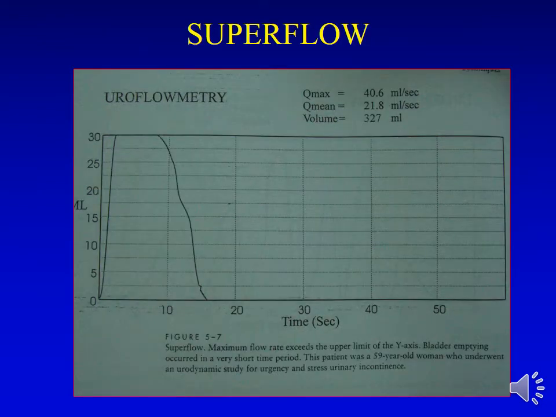This is a super flow, a very, very fast flow. All of a sudden, it even goes above the tracing itself. This is usually seen in patients who had a bladder outlet obstruction, for example prostate enlargement or BPH, and somebody has done a TURP, resected it. The bladder is very thick, so it exerts a very high pressure, and the urine comes out very, very fast.